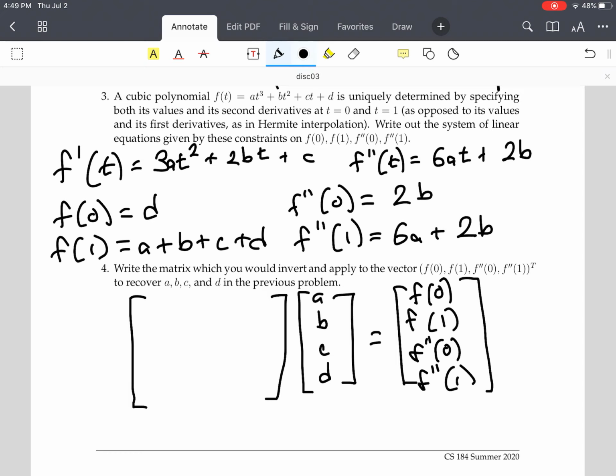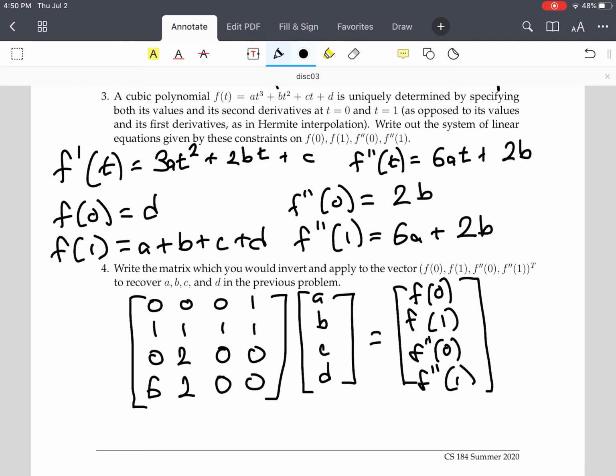Okay, so now let's see. We just have to read off these equations we wrote just above and just write down. So f of 0, it's just d, so 0, 0, 0, 1, right? And then f of 1 is a, b, c, and d, so 1, 1, 1, 1. F double prime at 0 is just 2b, so 0, 2, 0, 0. And then f double prime at 1 is 6a plus 2b and nothing c and d. Okay, so there we go.